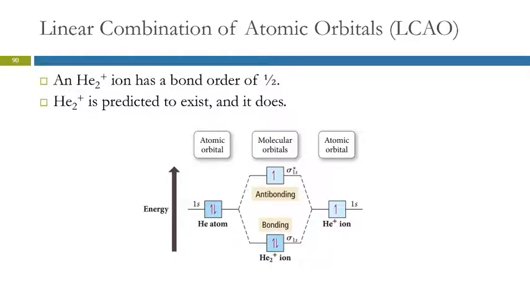in the antibonding orbital. When we calculate the bond order, we have 2 in the bonding orbital and 1 in the antibonding orbital divided by 2, and this gives us a bond order of 1/2, which is greater than 0. So this ion is predicted to exist, and it does. It's not just floating all over the place, but it does exist. Any questions?